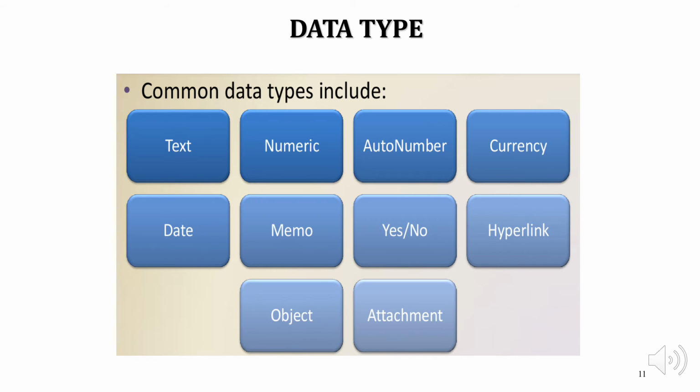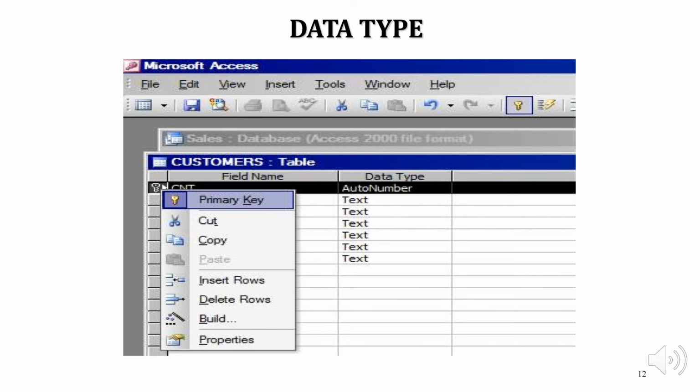The common data types include text, numeric, auto number, currency, date, memo, and also yes or no. This is an example of data types. When we start using Access next week, you will see and understand what a data type is. A data type is actually the type of the field name. For example, if the field name is student ID, you can choose auto number or number. Normally for the table, the first column must be a primary key.